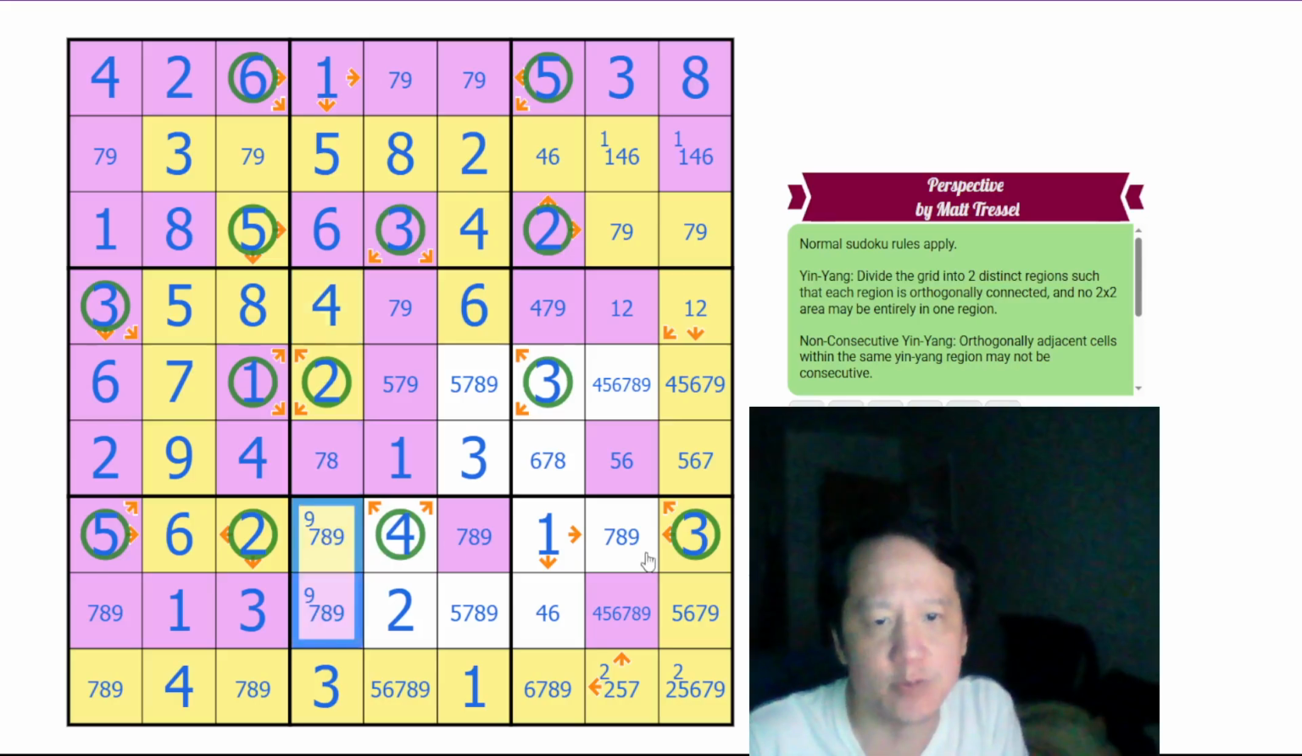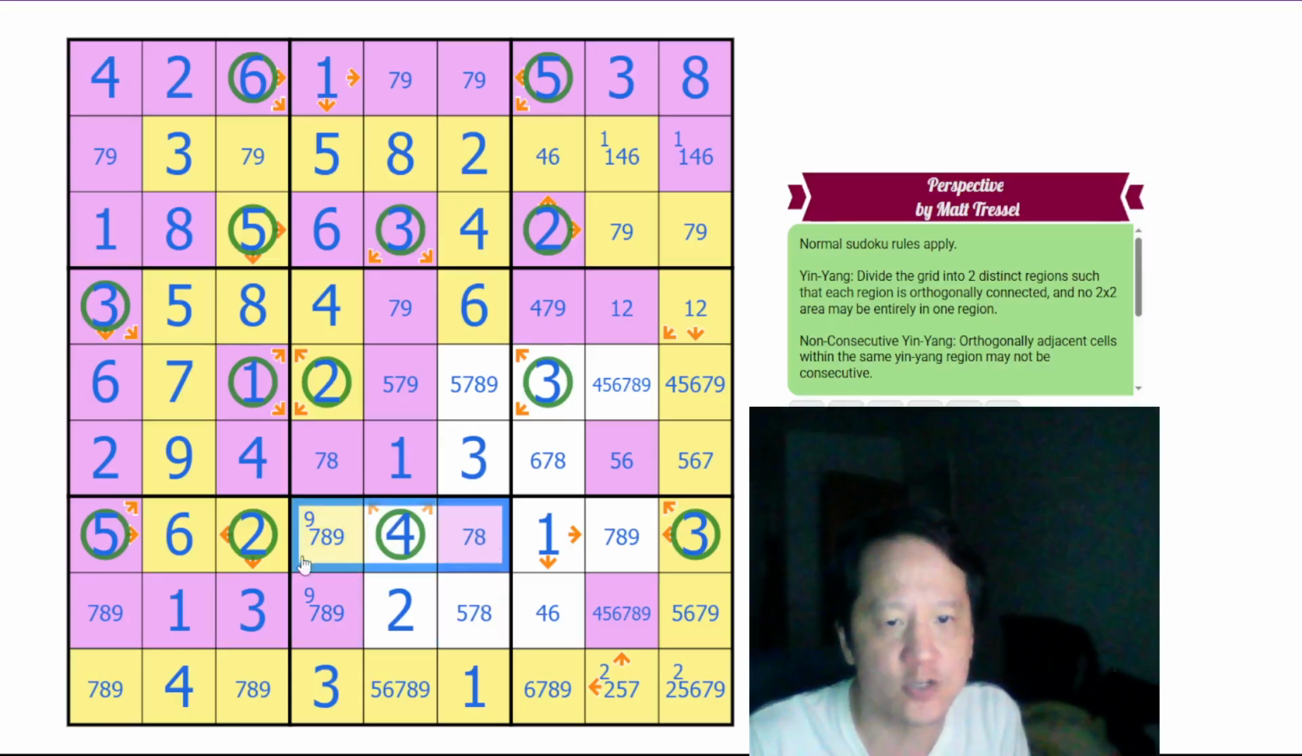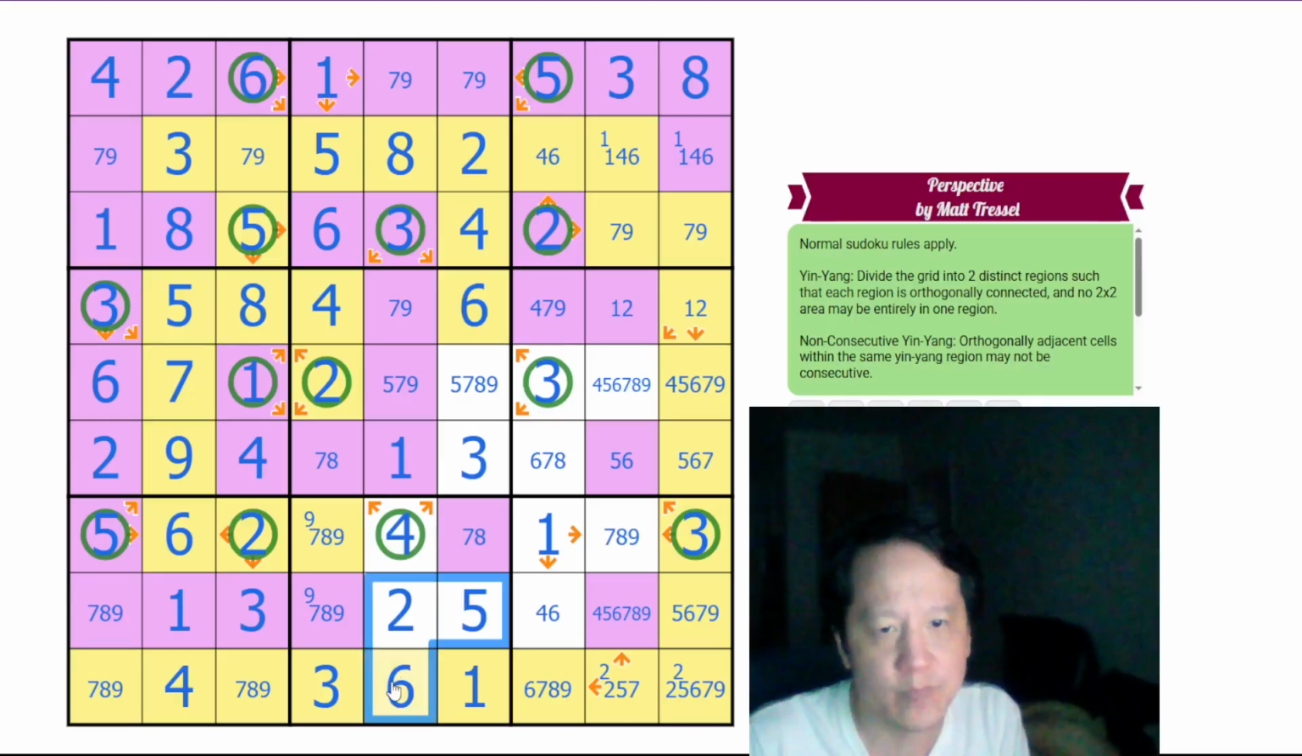So 9 has to be one of these two. So 9 cannot be any of these. We have a 7, 8, 9 triplet in box 8, which eliminates 7, 8, 9 in the rest of the box. This can't be 7, 8, 9, it's 5. This can't be 5, 7, 8, 9, it's 6. Okay, that eliminates 6 from the rest of the row.